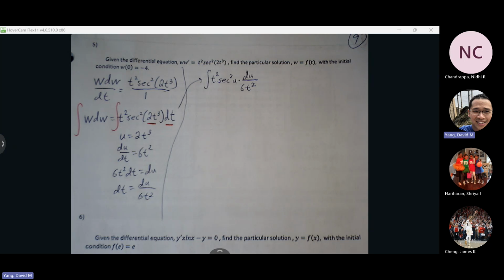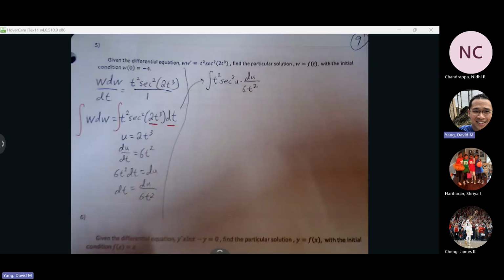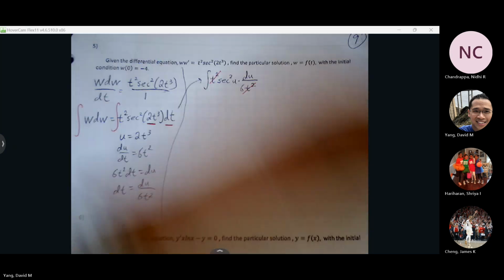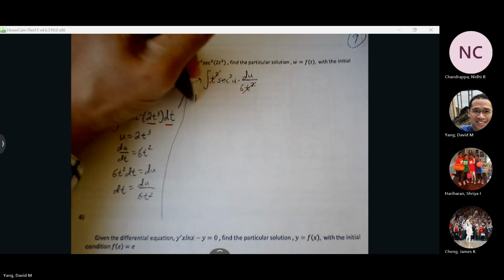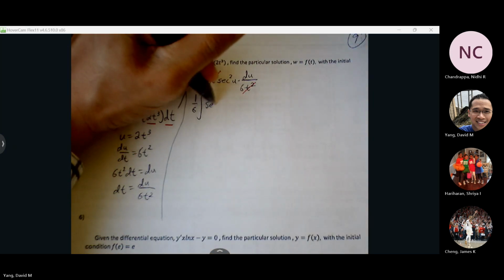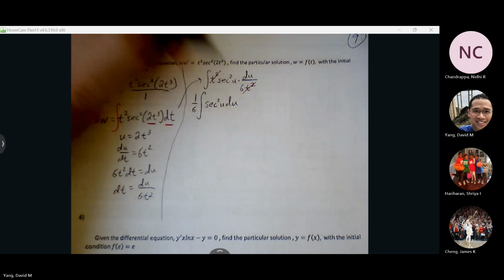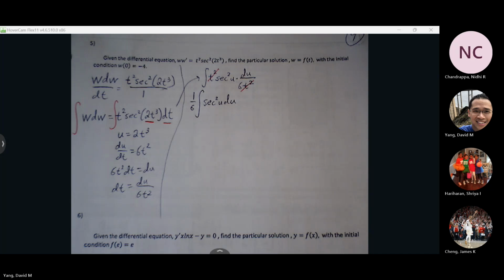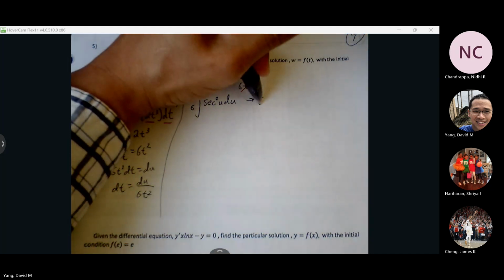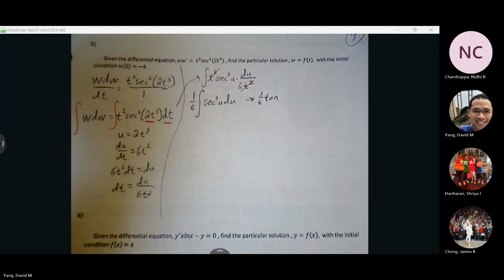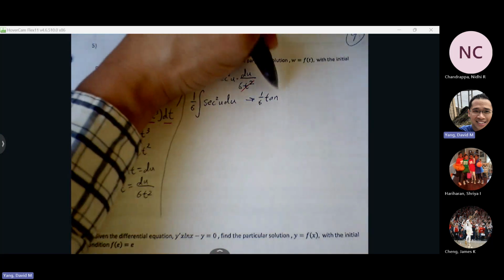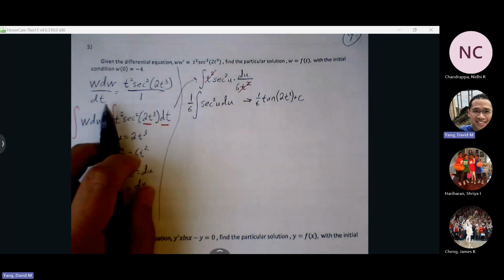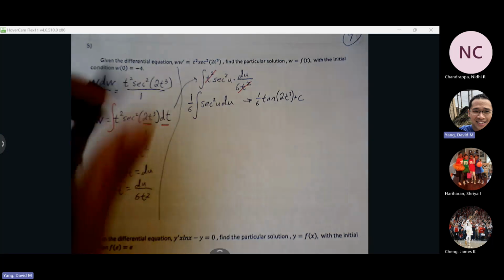All right, t squared cancels out. 1/6 remains. We have a rule for secant squared, which is tangent. Tangent of u plus c, I'll replace the u back in terms of e. And I'll bring over the left side here. So w becomes w squared over 2.